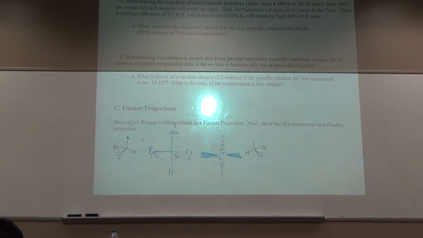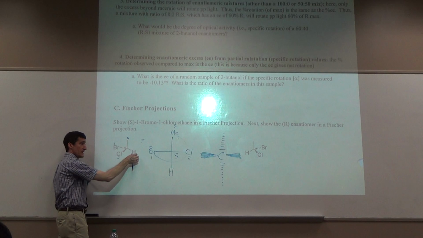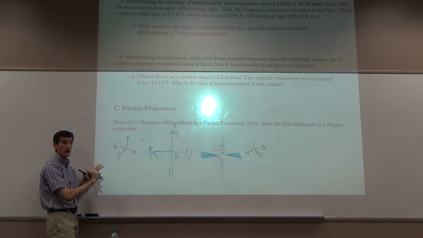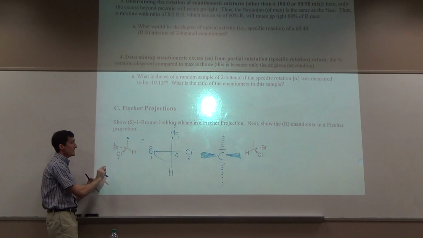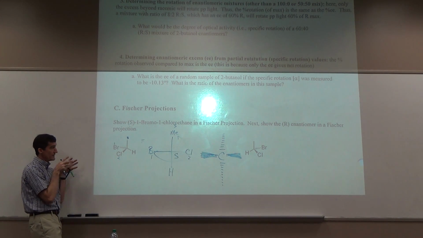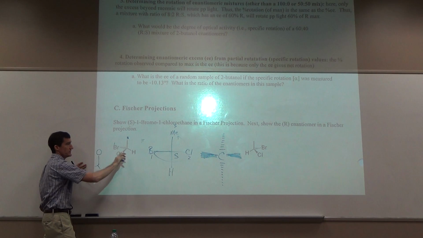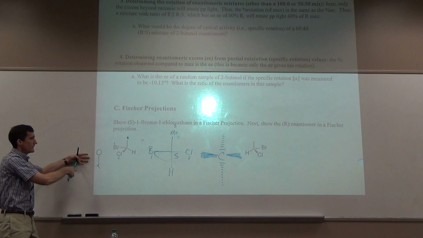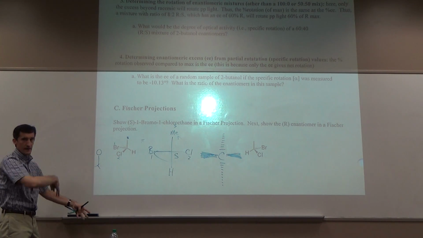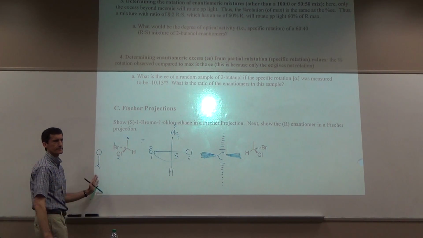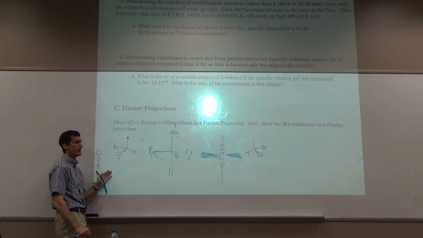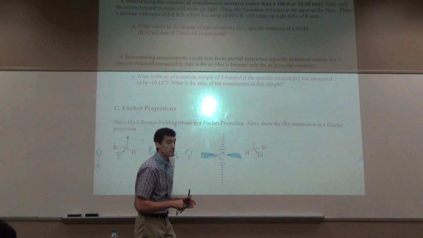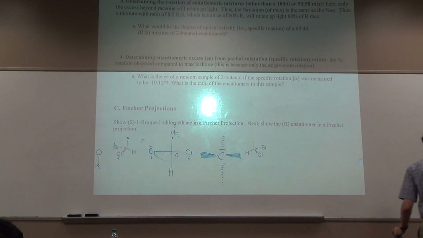It's S. What I just showed you is an example of when the low priority group is in the plane. That takes a little more work. Now you can envision, okay, if I'm over here and the H is going away from me, I got bromine at 9 o'clock, chlorine at 3, and I can see it's S. But I'm doing a lot of thinking in my head. Put it in a Fisher projection, then you can help determine RS. Okay.